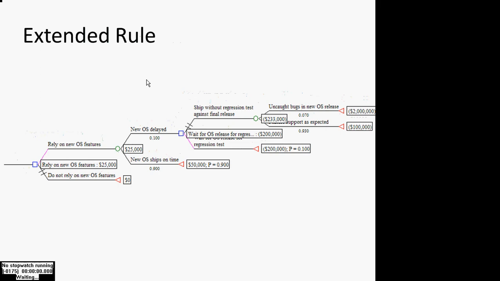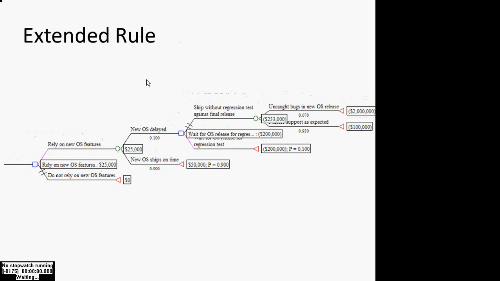It will tell us for any possible sequence of events over time. Here we get to choose the first thing. We say do rely on those features. We don't get to determine whether the new OS ships on time, but if it's delayed, we have to say what we would do. In this case, it's wait to do regression testing against it.